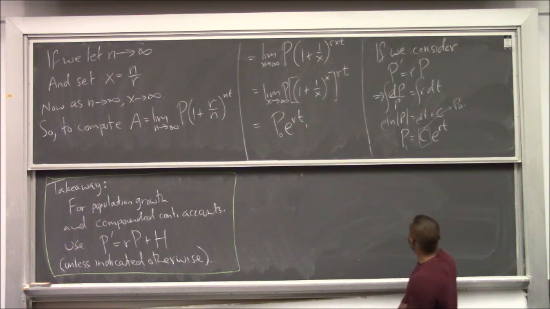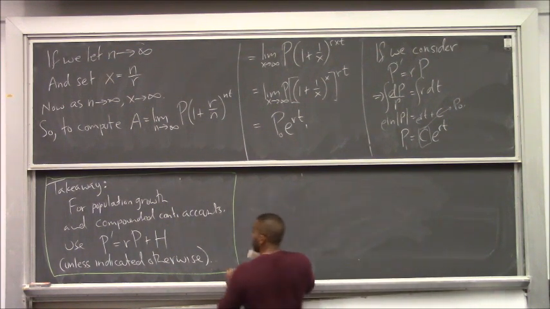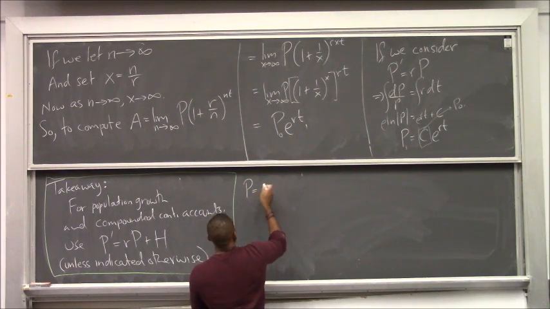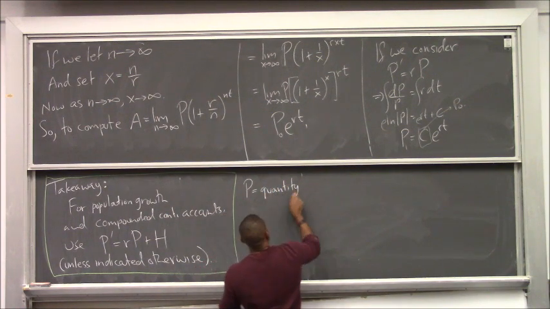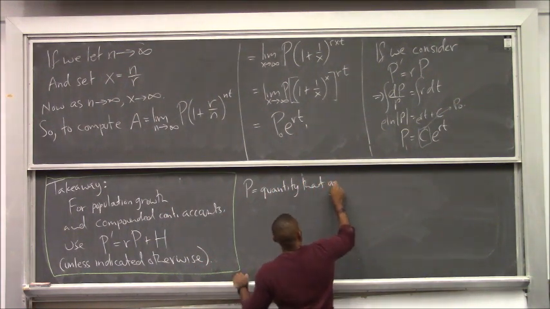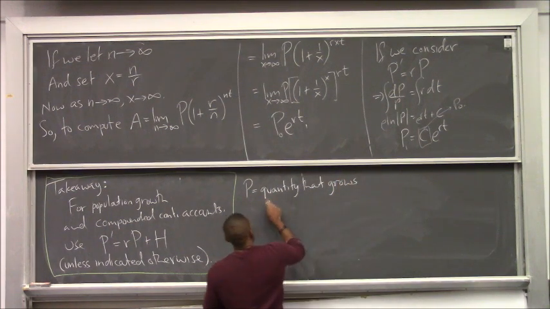Secondly, what else did I want to mention? Okay, so here P equals quantity that grows exponentially.